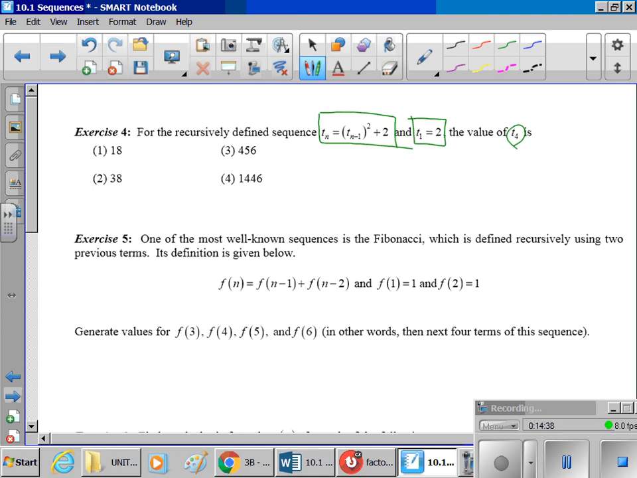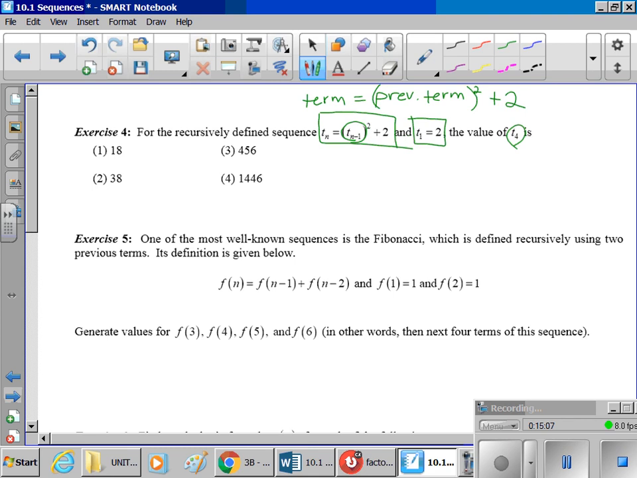The first thing I do with this is rewrite it in terms that I understand. Again, we're talking about different notations here. When you see something like this t of n, I know that's the term I'm looking for. And this crazy looking thing here is the previous term. What we're doing with the previous term is squaring it and then adding 2. If I make sense of it, the rest of it is just cake.